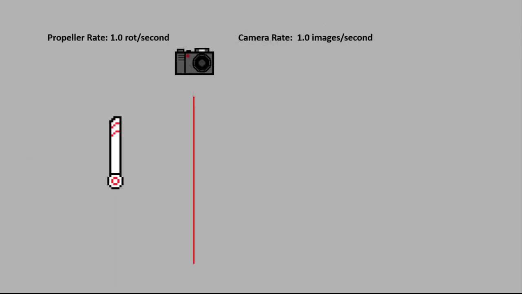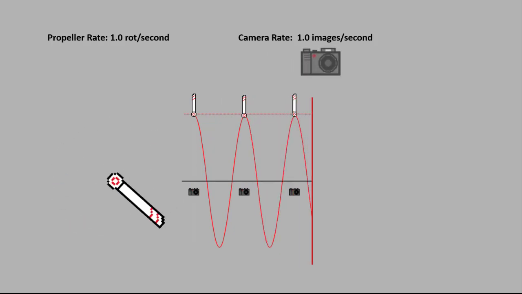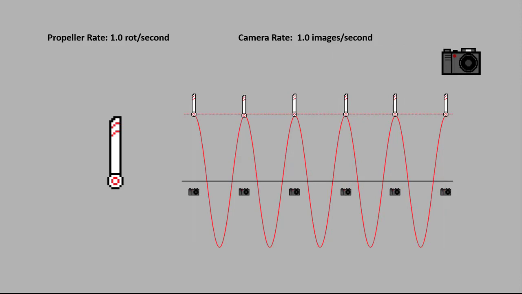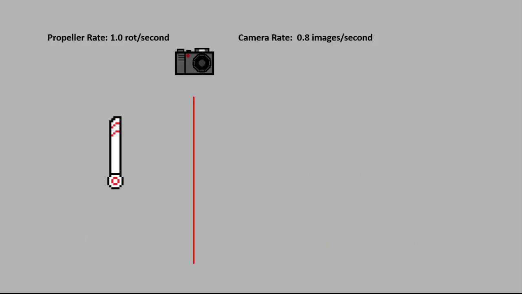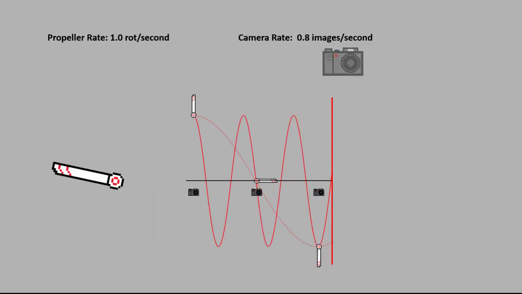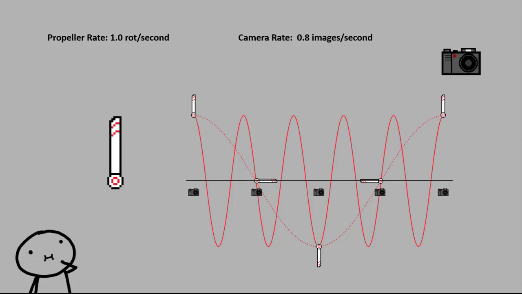Well, with Harry Nyquist rolling in his grave, we decide to try taking pictures at the same rate as the propeller. Well, now it appears to be stationary, which kind of makes sense. The propeller gets back to its original position at the moment we take the picture. Let's do one more. The camera now taking images at 0.8 images per second. And alright, you may be starting to notice a pattern here. This time, it appears to be spinning at 0.2 rotations per second, and this time in the same direction as in reality.